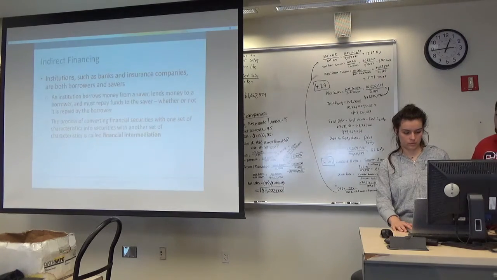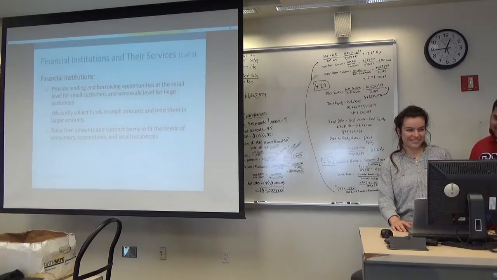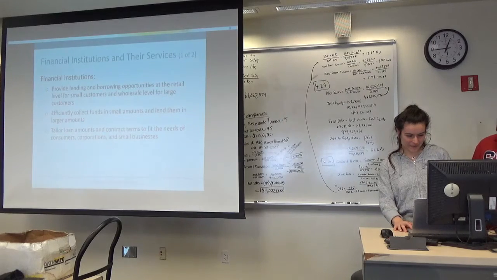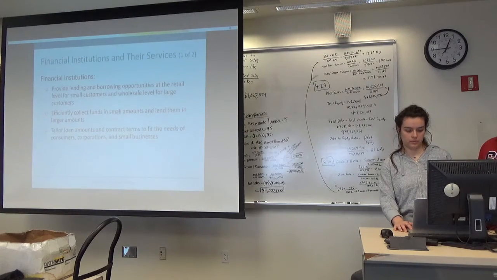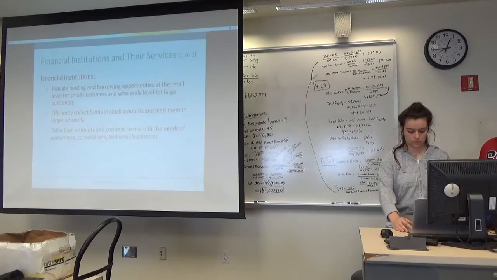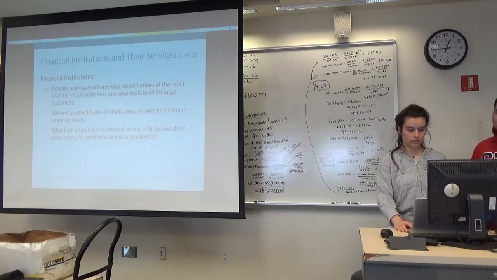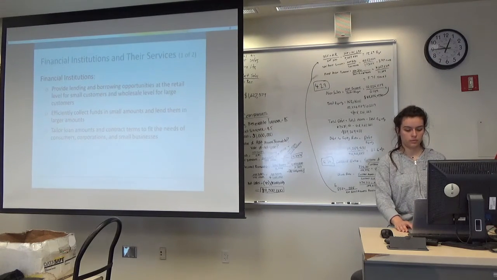Indirect financing: banks, insurance companies, how about borrowers and savers? Financial institutions and their services. Financial institutions provide lending and borrowing opportunities at the retail level, for small customers, and the wholesale level, for larger customers. They efficiently collect funds in small amounts and lend them in larger amounts, and tailor loan amounts and contract terms to fit the needs of the customers, corporations, and businesses.